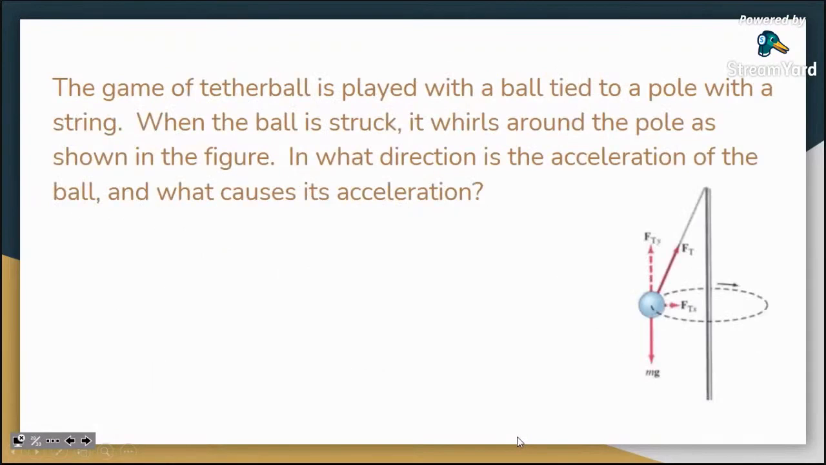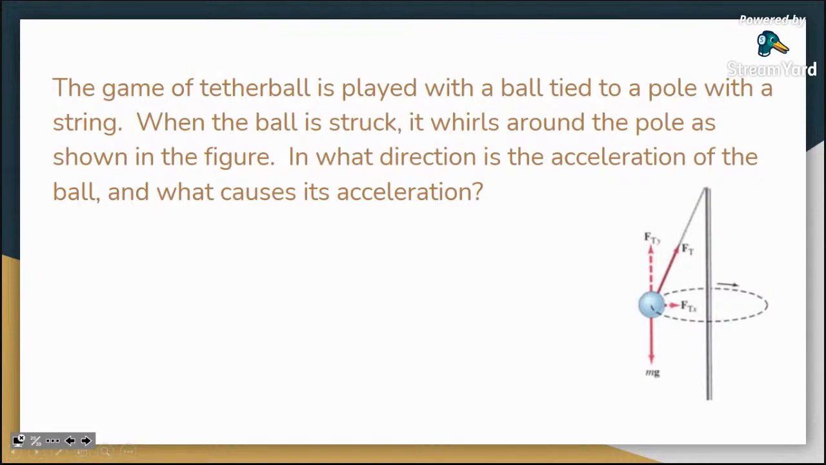So next question, this is just a purely conceptual problem. It asks, in the game of tetherball, where the ball is tied to a pole by a string, when the ball is struck, it whirls around that pole as shown in the figure. In what direction is the acceleration of the ball, and what causes that acceleration? Now, if you're taking AP Physics, a lot of times they're going to give you diagrams, and the diagrams give you all the information that you really need.